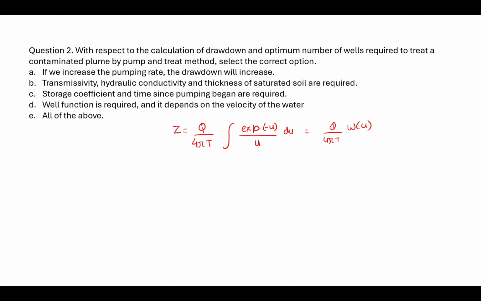So first option is, if we increase the pumping rate, the drawdown will increase. So from this equation, we can see that as we are increasing the Q, Z is directly proportional, so Z will increase. So first option is correct. The next option is, transmissivity, hydraulic conductivity and thickness of saturated soil are required. So here we can also see that we need to find out the transmissivity. So this option is also correct.